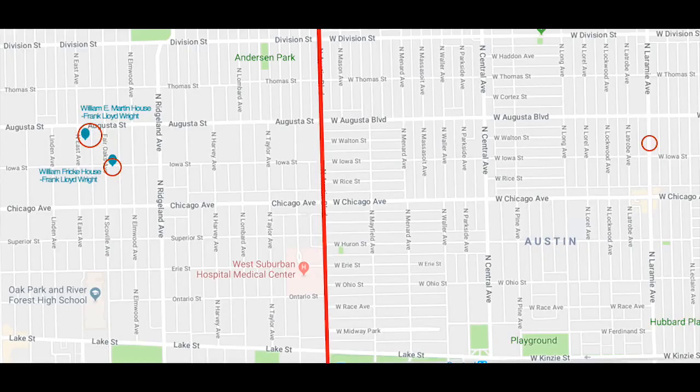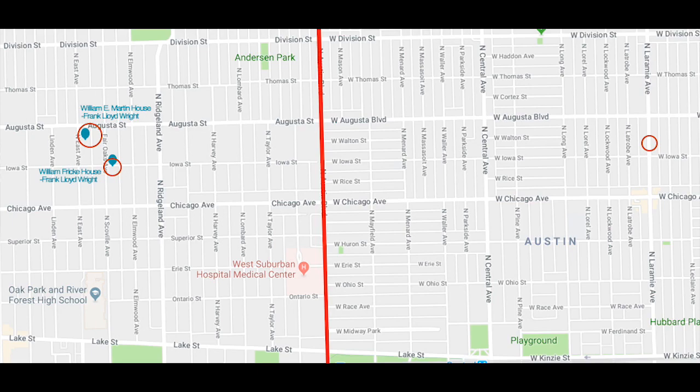The Austin neighborhood of Chicago is one of the more impoverished areas at this present moment. It has probably the highest murder rate within the city of Chicago, whereas at one point in time, this was a very thriving community. This was an area that had very large graystones, Victorian homes, before a lot of individuals left the neighborhood in the 1970s due to white flight. To the left, the two circles you see are very important. One of those is Frank Lloyd Wright's home. The other is another house that Frank Lloyd Wright designed.